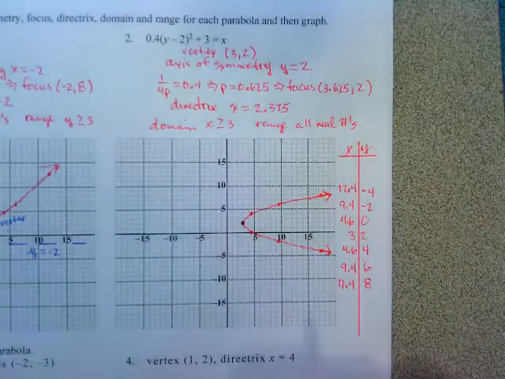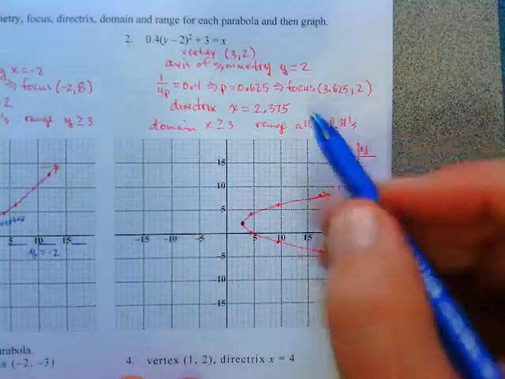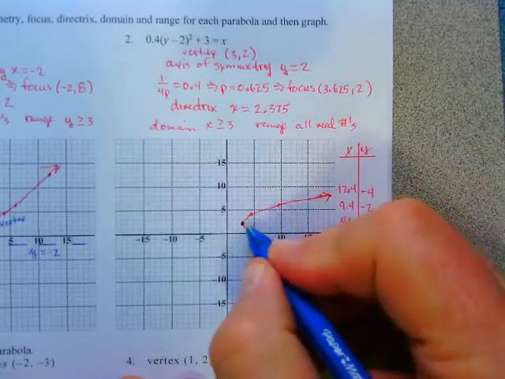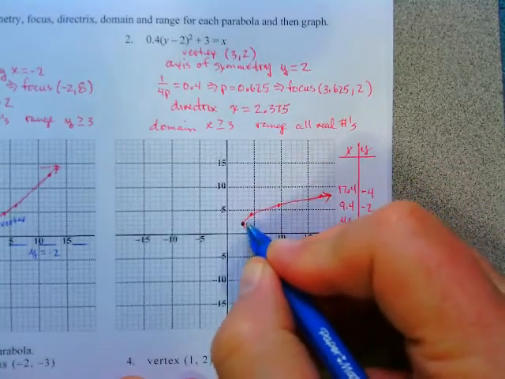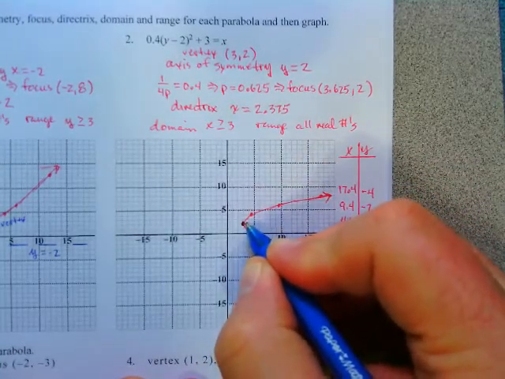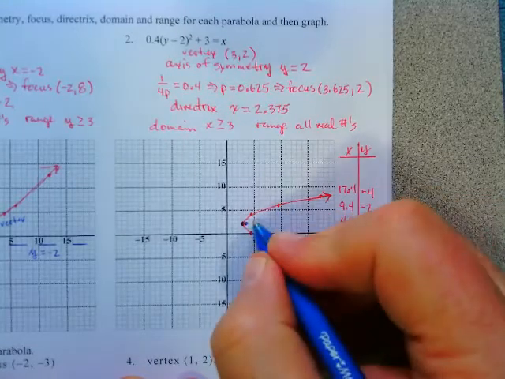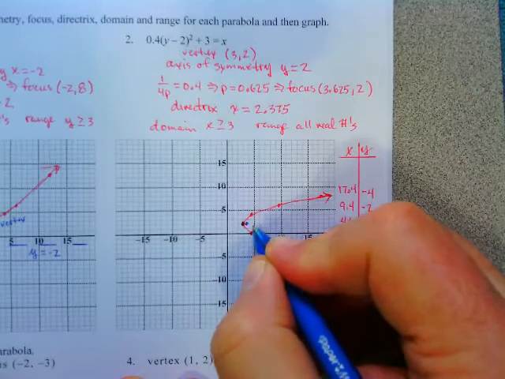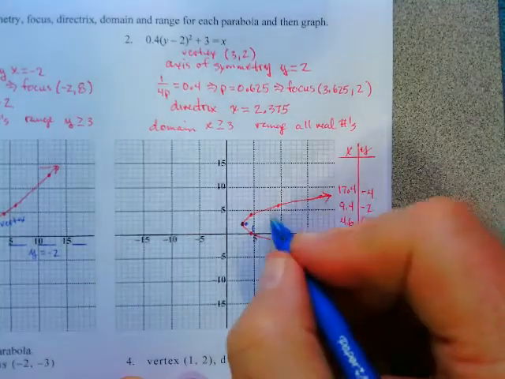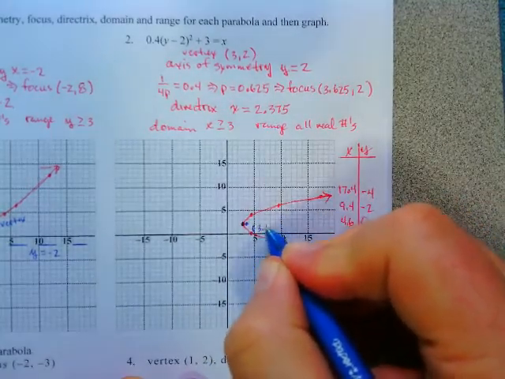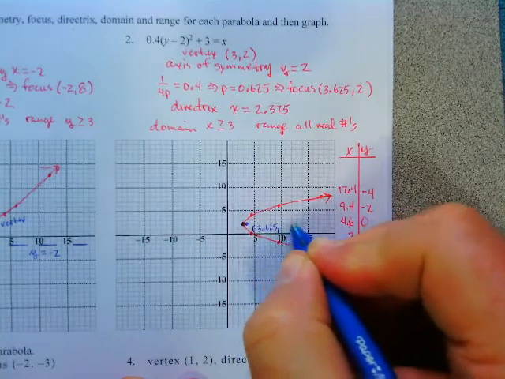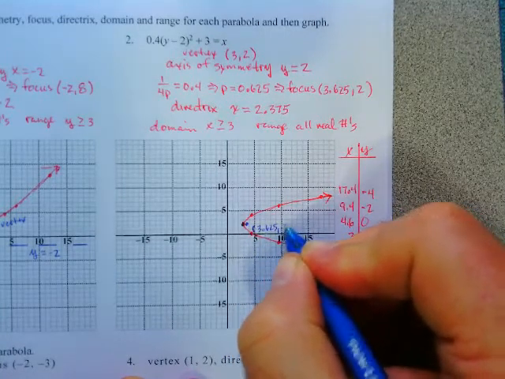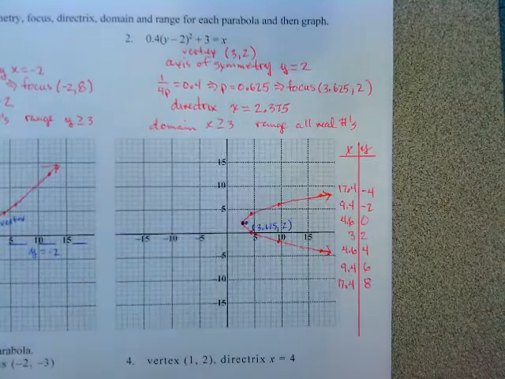Now the focus is only 0.625 away. That's 4, that's 3, so it's a little bit past halfway, but not much. So that is, I'll put it down here, that is 3.625 and 2. And that's our focus.